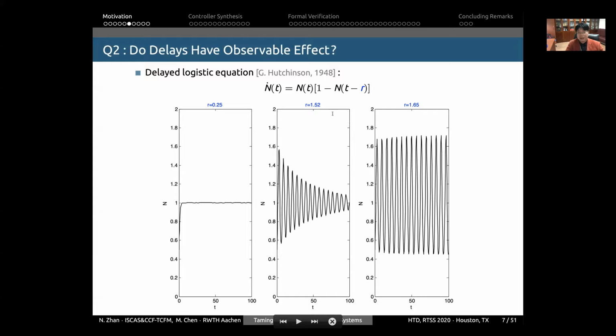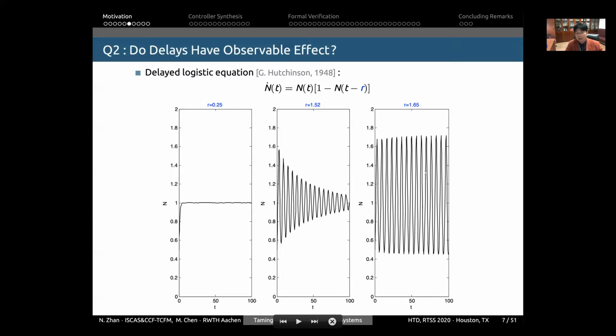Once we enlarge the delay to 1.52, you see, although the behavior of the system goes to stable finally, it takes longer time as indicated in the middle picture. Also you see that the behavior fluctuates larger, much larger, okay?